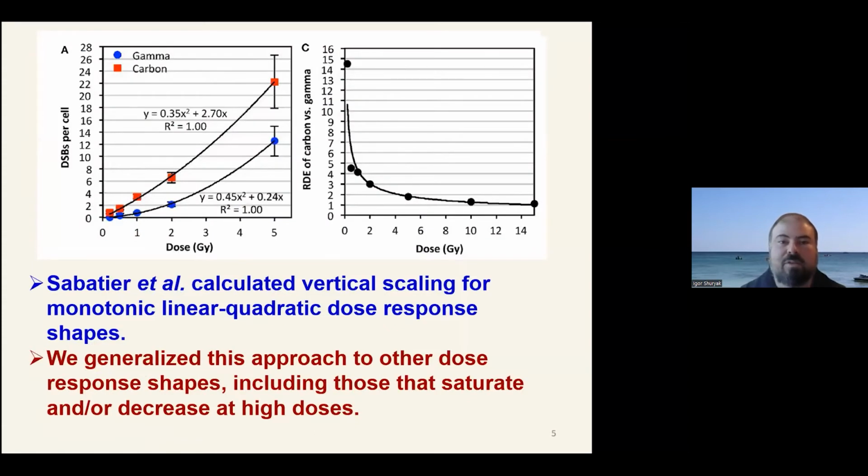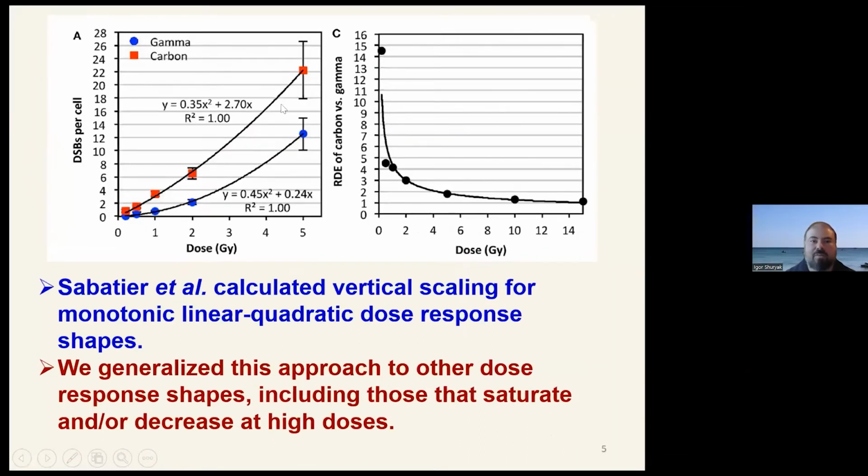And these graphs at the top are taken from their paper, where these are the dose responses for gamma rays and for carbon ions for their endpoint. And these are linear quadratic curves. And the ratio of the effects has a dose response that looks like this. So they calculated vertical scaling for monotonically increasing linear quadratic dose response shapes, which are appropriate for an endpoint like DSBs per cell. But here we talk about generalizing this approach to other dose response shapes, including those that saturate or decrease at high doses, which is relevant for cancer, for example.